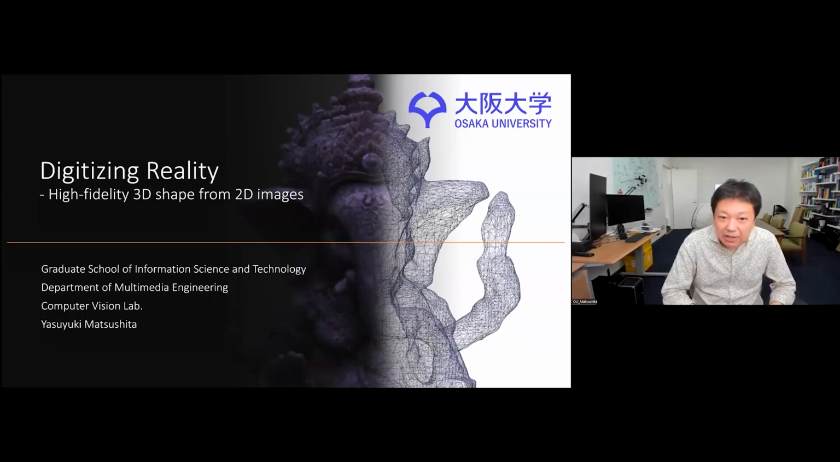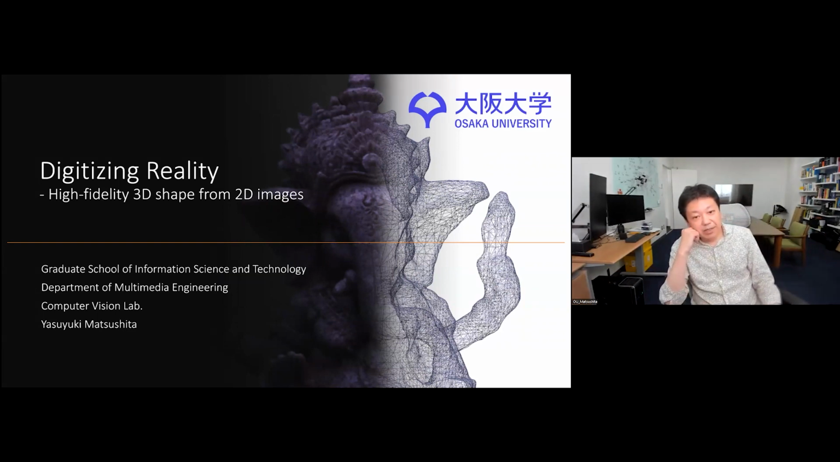My talk is about digitization of real-world objects, specifically about creating digital three-dimensional objects from two-dimensional images or photographs. Through this lecture, I hope you get some idea about how to generate photorealistic digital 3D shapes from 2D observations.